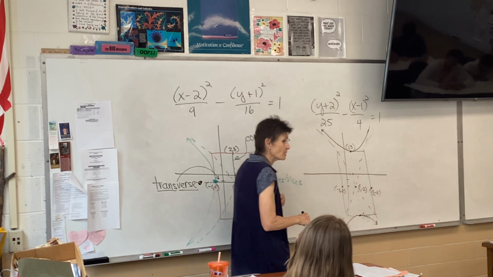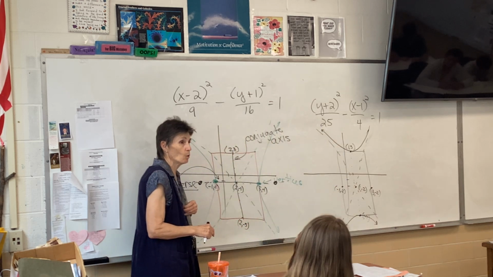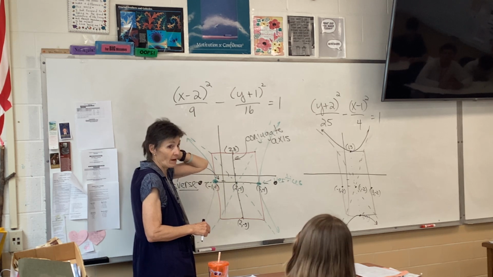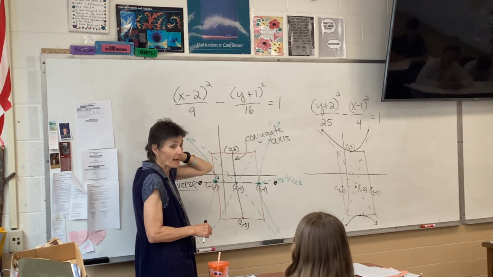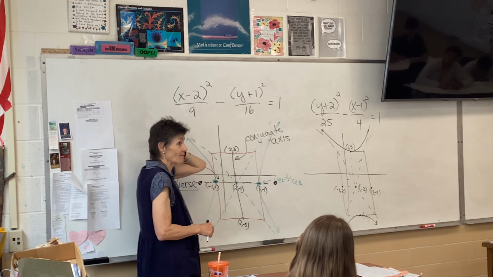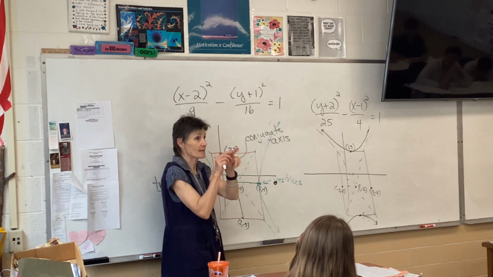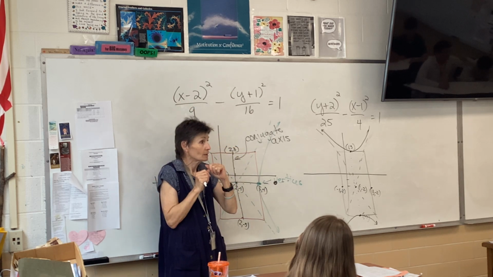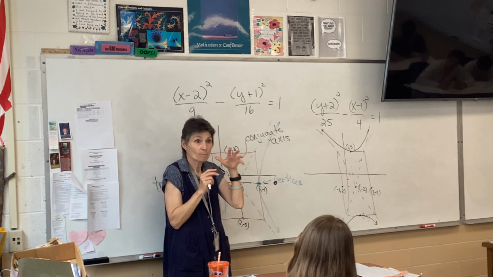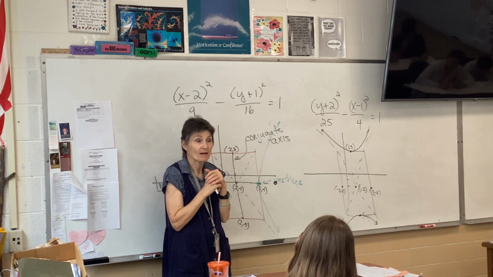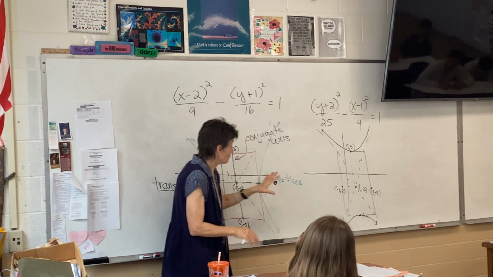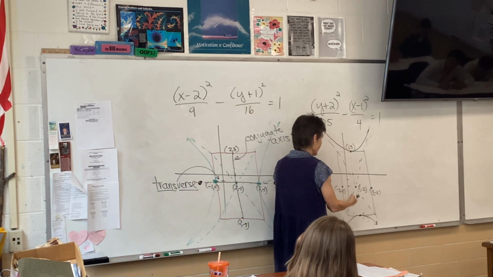And how about my asymptotes? What is the slope of my asymptotes? 5 halves. Plus or minus 5 halves? Because when I built the box, I started at my center and went up 5 and over 2. So my slope of my asymptotes is plus or minus 5 halves. Pretty good?